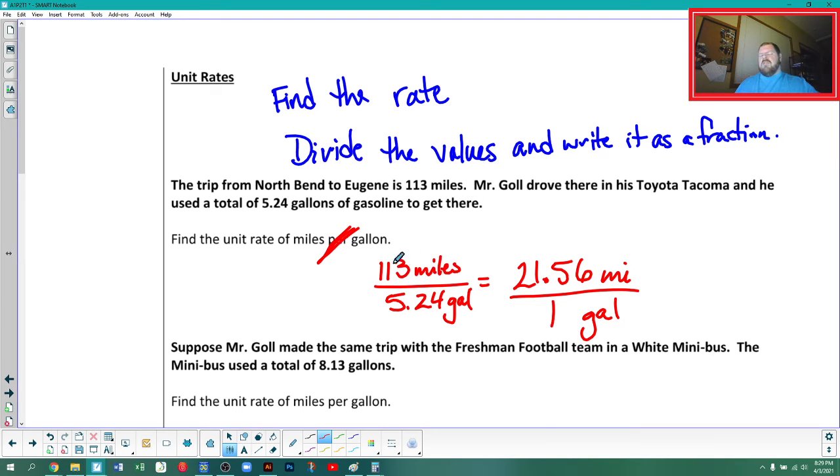Okay, I'm dividing both the top and bottom by 5.24. When I do that on the bottom, I get 1. When I do that on the top, I get 21.56. And we would more frequently write this as 21.56 miles per gallon.